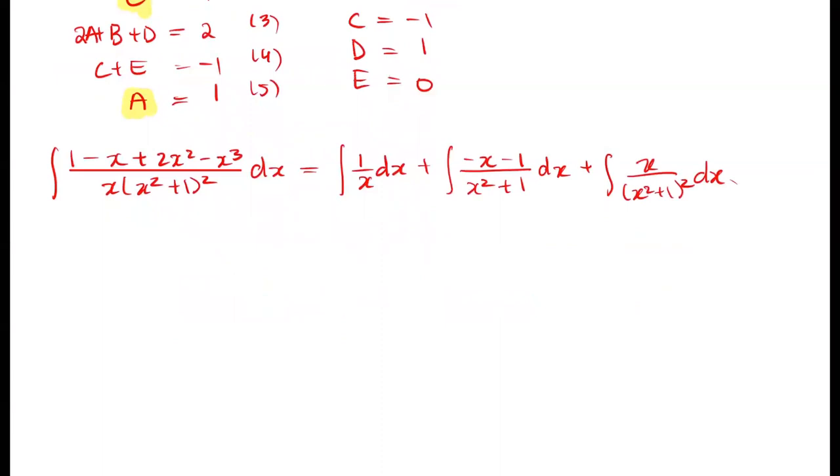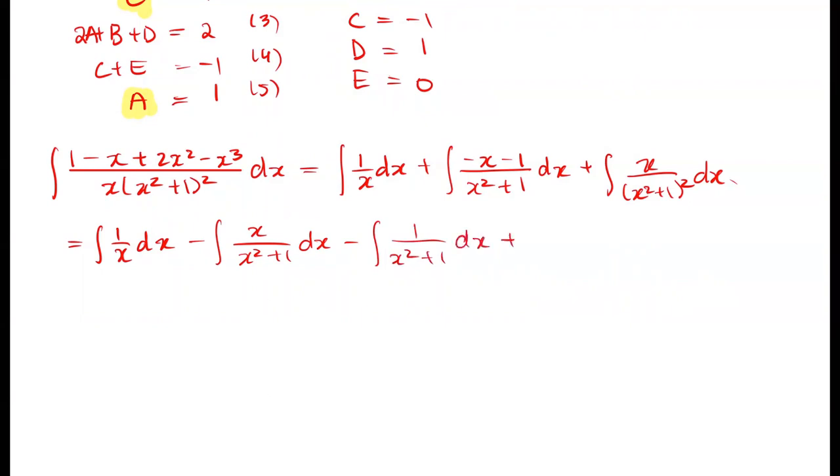So evaluating each integral as before. I'm first going to separate the second integral here. So you have the integral of 1 divided by x dx, plus the integral of negative x divided by x squared plus 1 dx, minus the integral of 1 divided by x squared plus 1 dx, and then plus the integral of x divided by x squared plus 1 squared dx.